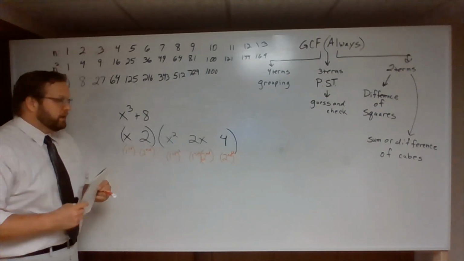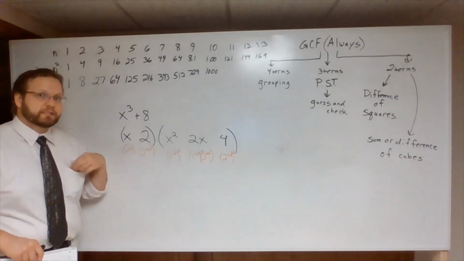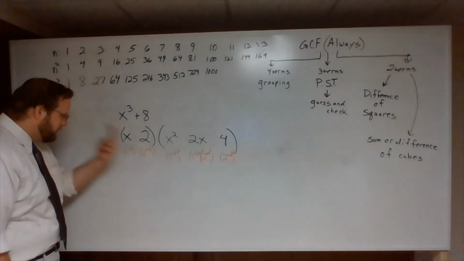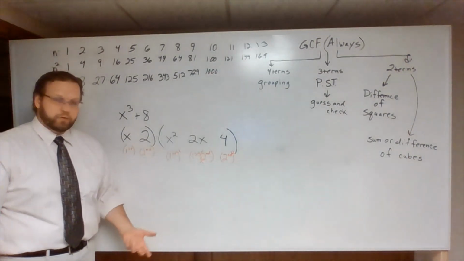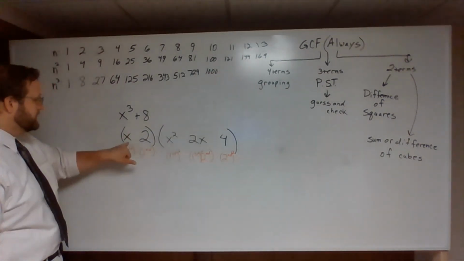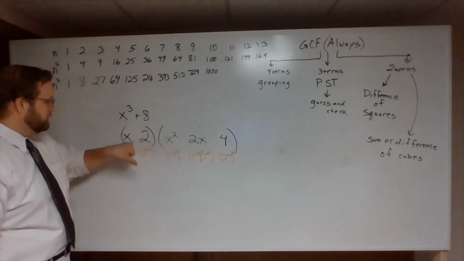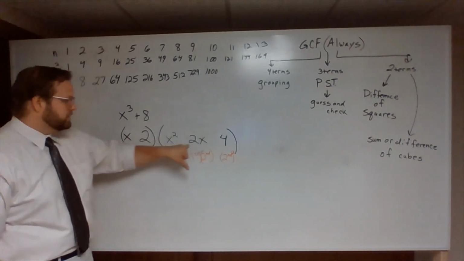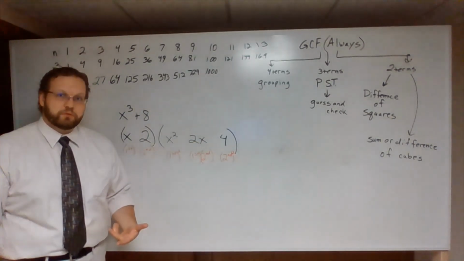Okay. Now, again, this is something that I want you to study, memorize, but don't just try and memorize it by staring at it. Use it. Talk yourself through it. Okay, cube root of x cubed is x. Cube root of 8 is 2. X squared. X times 2 is 2x. 2 squared, 4. Okay, talk yourself through these problems.